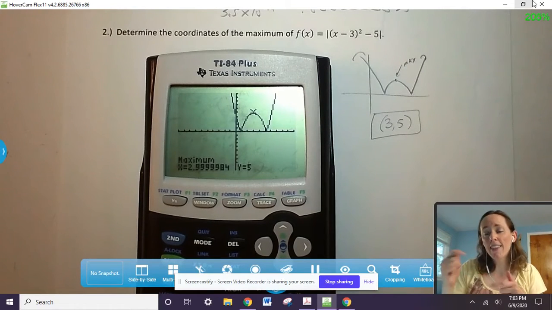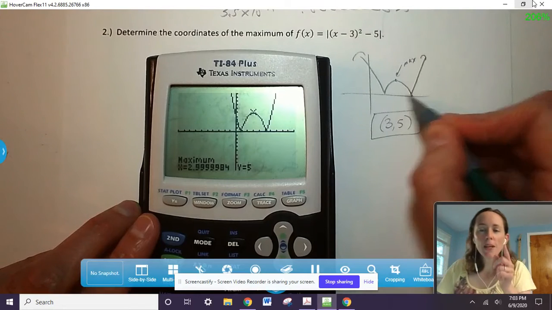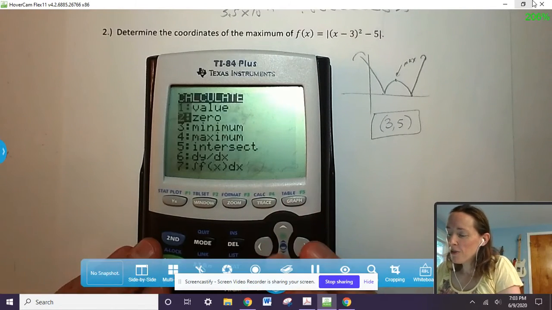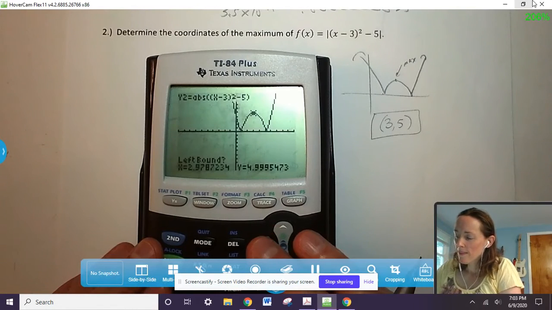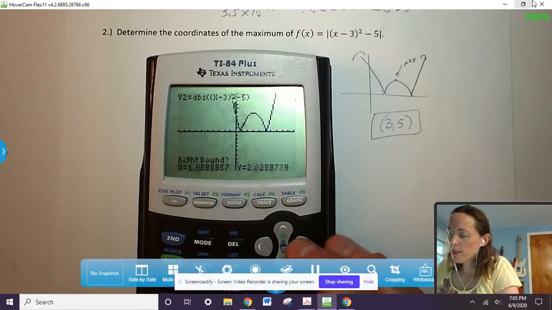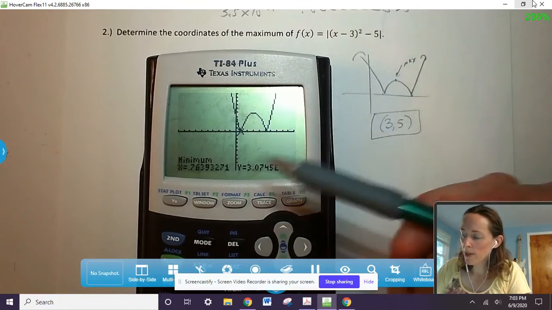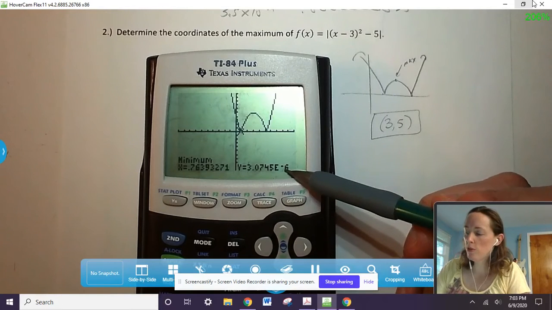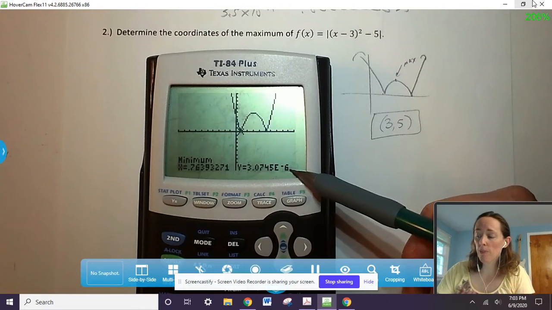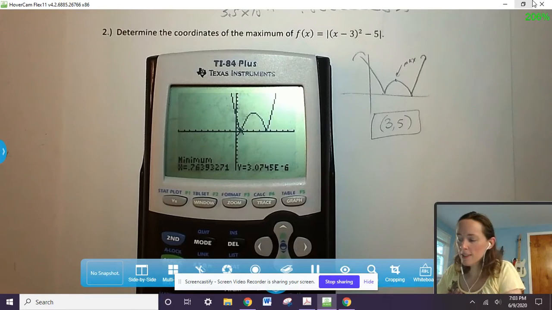One thing that's kind of neat on this problem is if you go to find the minimums, the minimums are also x-intercepts because they're touching the x-axis there. So if you go to find a minimum, if you do your left bound, your right bound, and your guess, you'll get this right here. And remember, this is pretty much 0 because you would move your decimal point 6 places to the left. So we're rounding to 4 places. That's 0. Okay. So this is the location of your minimum, around 0.76.